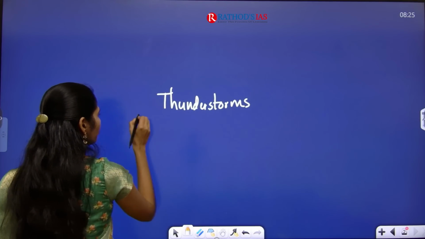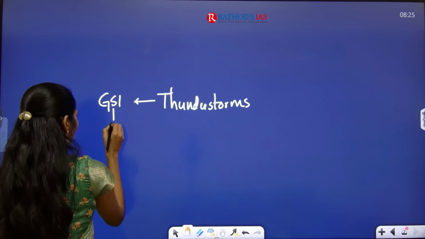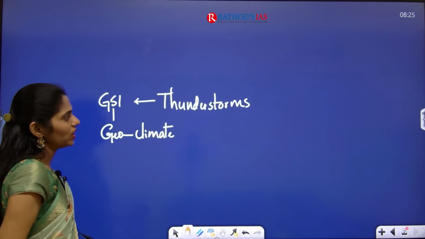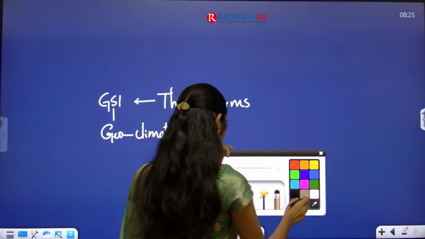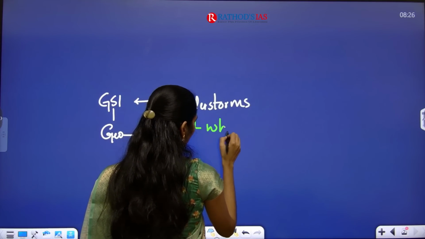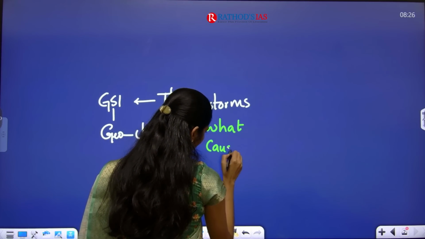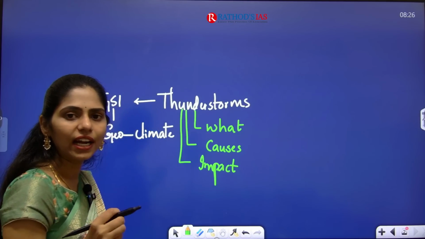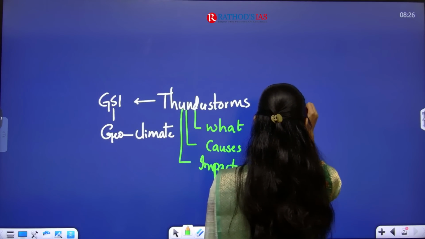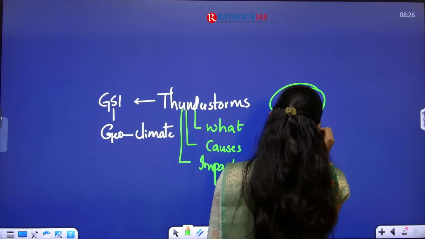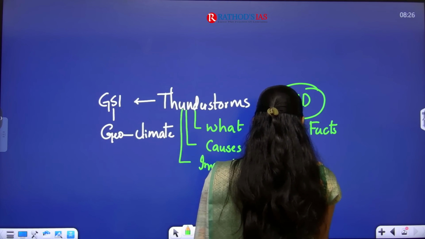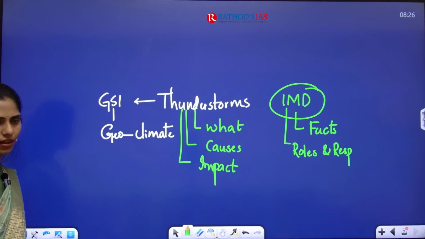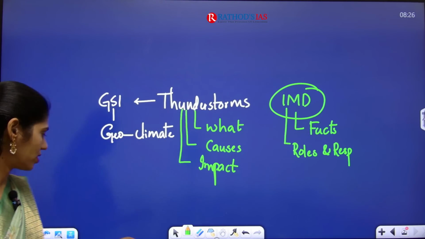Where does it fit in our syllabus? In GS Paper 1, we have the geography topic, in climate, so we can connect this topic of thunderstorms. What dimensions do you have to see? You have to see what a thunderstorm is, what its causes are, and what its impact is. One more keyword in the same image is IMD, the Indian Meteorological Department. You have to see some facts regarding the IMD and its roles and responsibilities in the early warning system and forecasting. These two are the important areas to focus on.